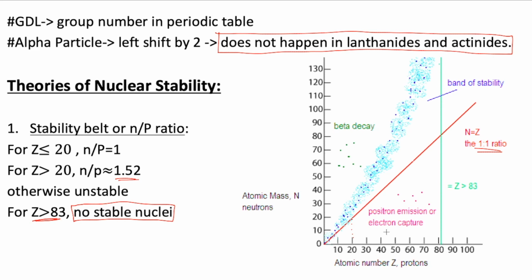When you go beyond 20, it is moving away from 1. So it's increasing, and the value is 1.52 somewhere. Whereas if you go beyond 83, there is no stability belt lying in this region. That's why it is said that there are no stable nuclei after that. So it is just illustrated over here.